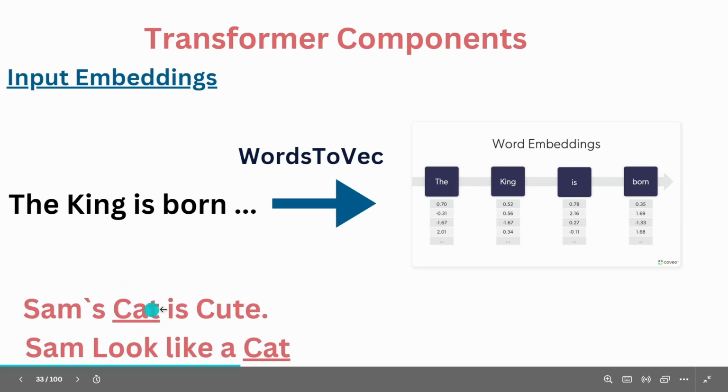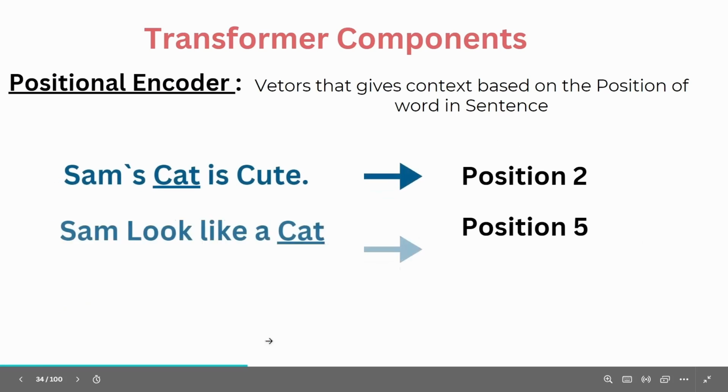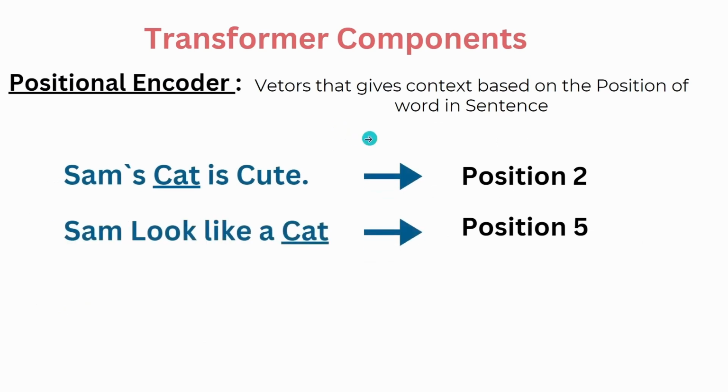The meaning of cat in this sentence is different from the other sentence, so that's where the positional encoder comes in. It will capture the position of that word in that sentence. What is the location of that word in the whole sentence, that information will be captured by the positional encoder. As we can see, the cat over here is at position 2, and the next cat is at position 5. So the positional encoder allows us to capture the position of that word with respect to a particular sentence.